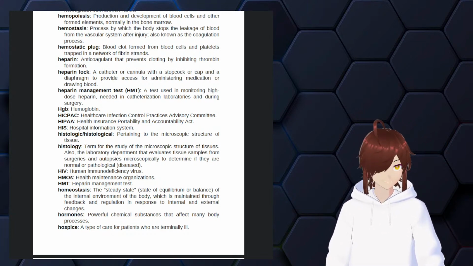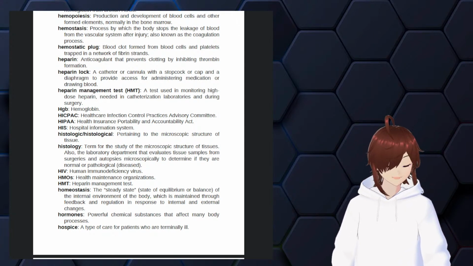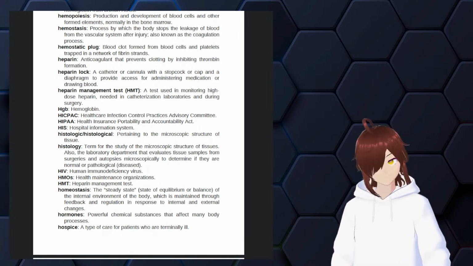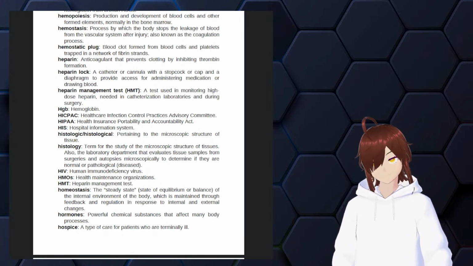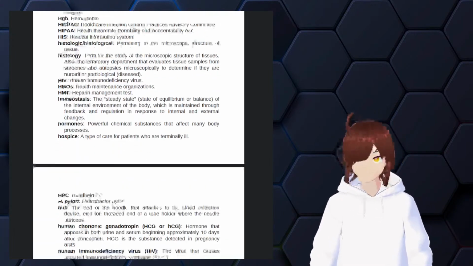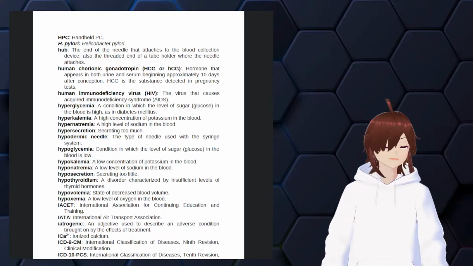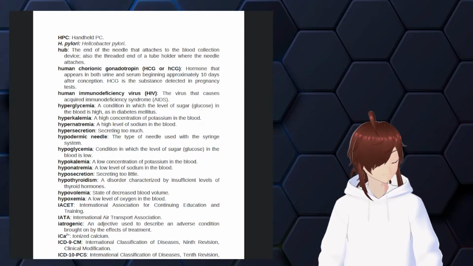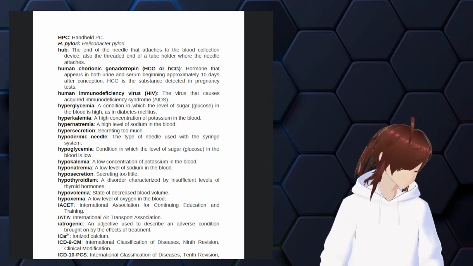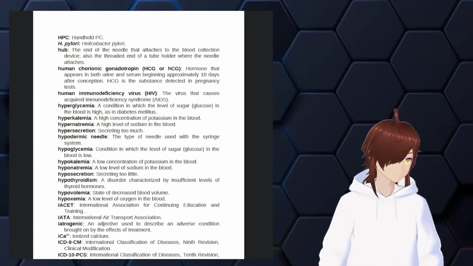Homeostasis, the steady state, state of equilibrium or balance of the internal environment of the body, which is maintained through feedback and regulation in response to internal and external changes. Hormones, powerful chemical substances that affect many body processes. Hospice, a type of care for patients who are terminally ill. HPC, handheld PC. H. pylori, Helicobacter pylori. Hub, the end of the needle that attaches to the blood collection device, also the threaded end of a tube holder where the needle attaches.